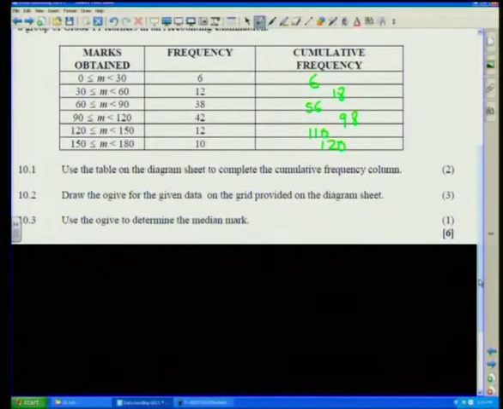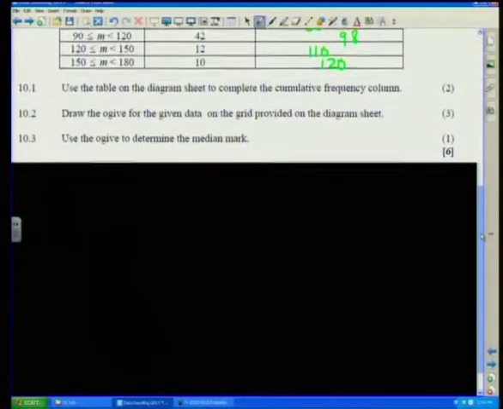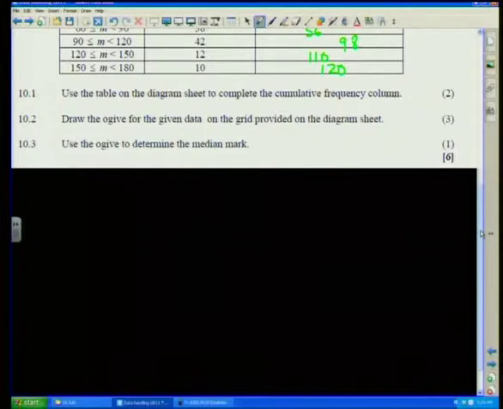Then they say draw the ogive for the given data on the grid provided. So you will be given a grid to do this in the exam. I'm going to once again fly through this. Remember, this is really just your ogive curve. It's just a graphical representation of your cumulative frequency. I'm going to be a little bit untidy, so please forgive me because I am dashing through this.